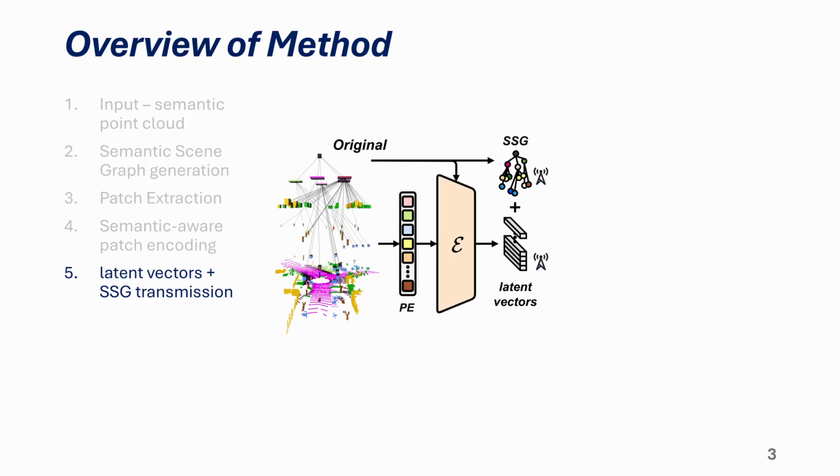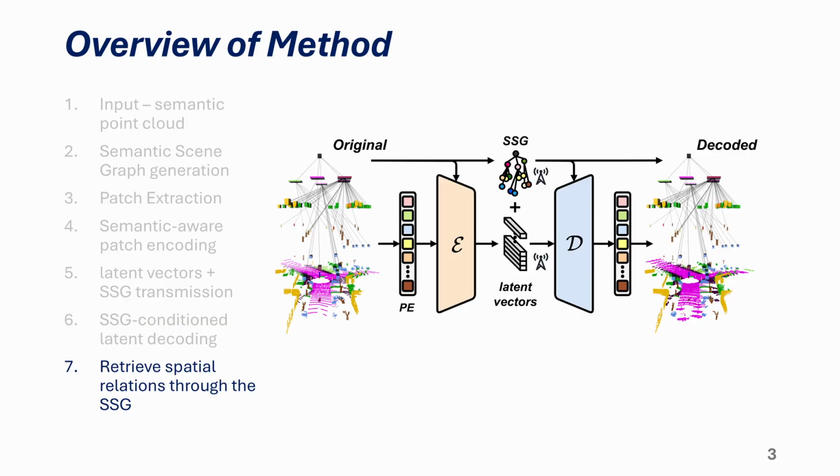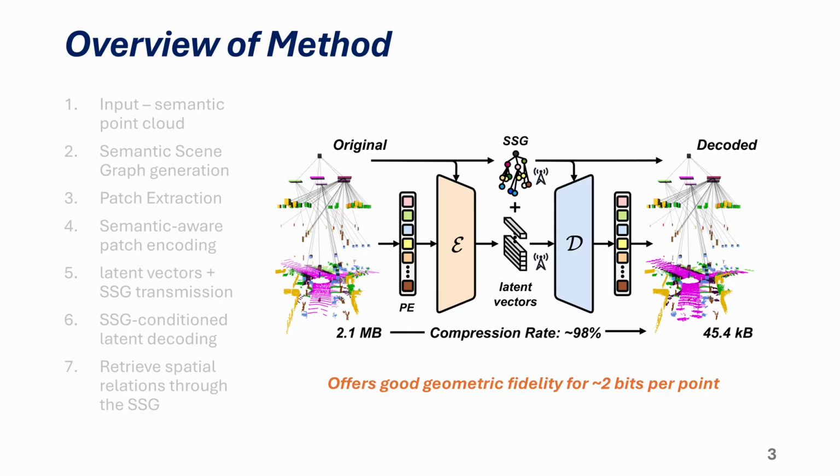On the receiving side, we decode the patches conditioned explicitly on the transmitted semantic scene graph's attributes, such as node bounding boxes, reconstructing high-fidelity geometry from the latent vectors. Finally, we utilize the semantic scene graph to retrieve spatial relationships, enabling accurate reconstruction of scene context, crucial for downstream robotics tasks. Our method compresses a raw LiDAR scan from 2.1 megabytes down to just 45.4 kilobytes, achieving approximately 98% compression rate, while maintaining strong geometric fidelity at approximately 2 bits per point.